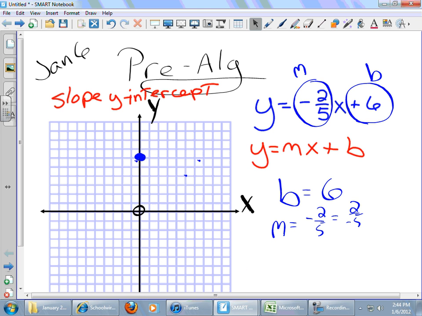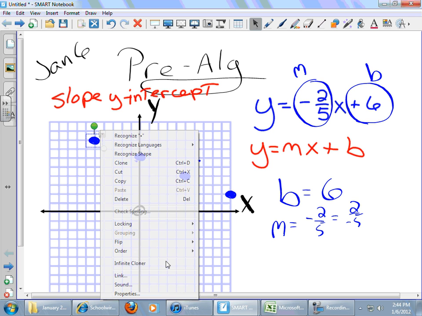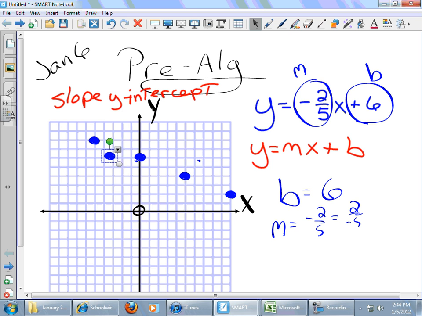Okay, I'm going to rise up negative 2. So that means I'm going to go down 2. 1, 2, and then I'm going to run positive 5. 1, 2, 3, 4, 5. If I want a third point, I could go down 2, 1, 2, and then right 1, 2, 3, 4, 5. Okay, I could also use 2 over negative 5, where I rise up 1, 2, and go back 1, 2, 3, 4, 5.